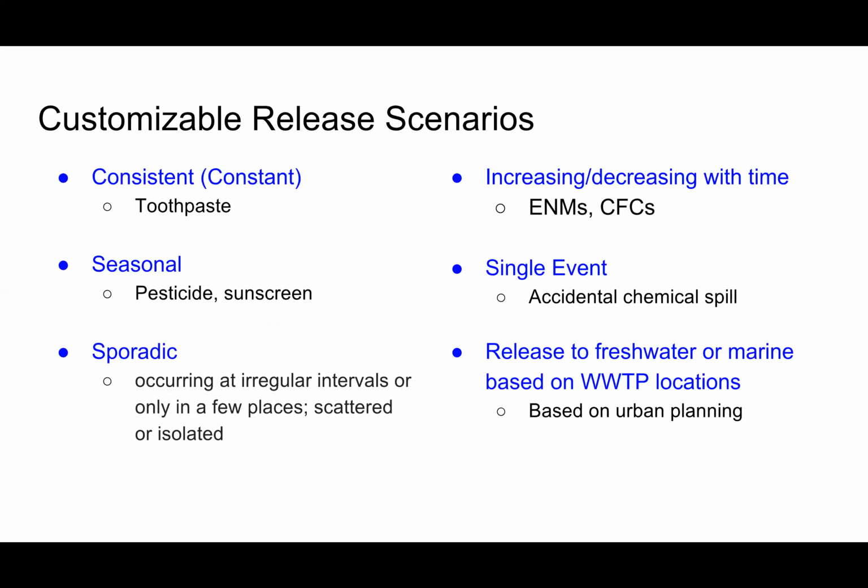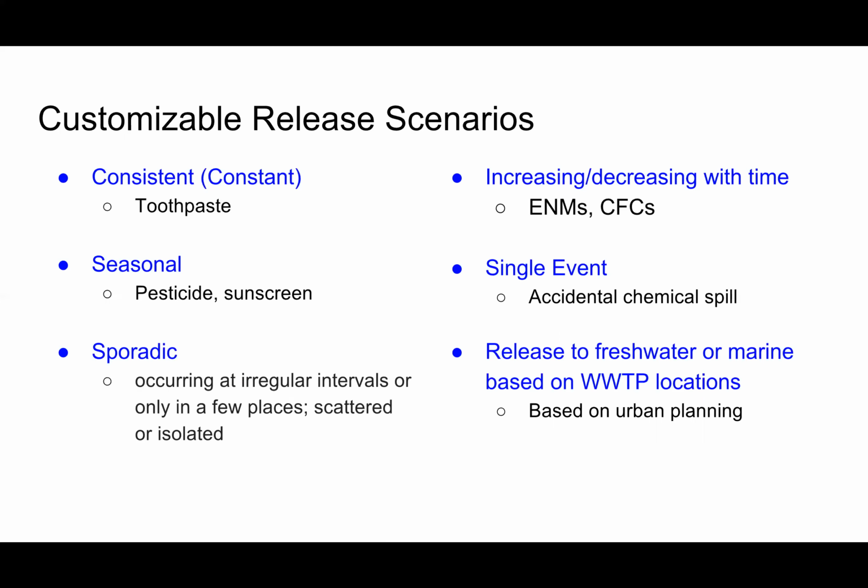For example, pesticides and sunscreen tend to be more commonly used in spring and summer, which means that the release into the environment for those kinds of chemicals is also going to vary seasonally. You can also account for sporadic releases or for increasing or decreasing releases with time. For example, if you get a new chemical product that's production is increasing annually, you can account for that in our model.